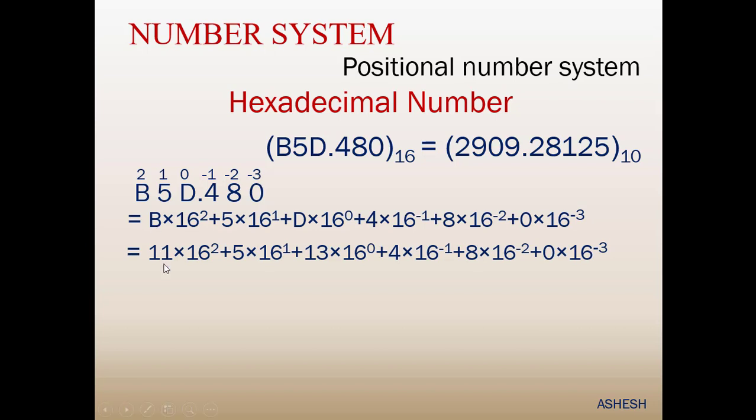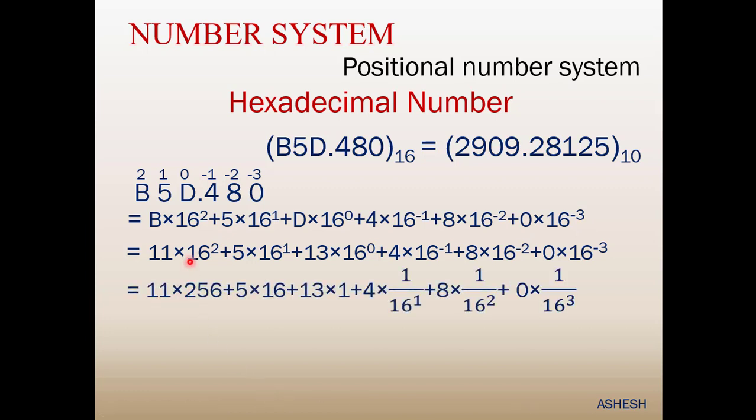Now b equal to 11 into 16 square plus 5 into 16 to the power 1 plus d equal to 13 and 16 to the power 0, and 4 into 16 to the power -1 plus 8 into 16 to the power -2 plus 0 into 16 to the power -3.